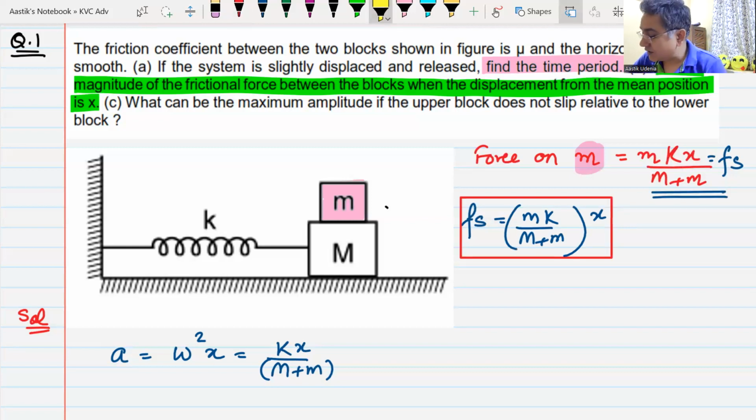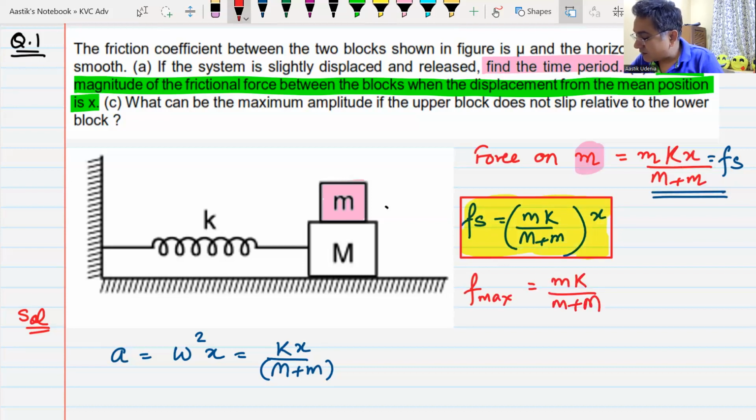Have we understood up till this point? Yes, sir. Now, you have to find out the maximum amplitude. Why do you have to find out the maximum amplitude? Where does this frictional force have to be maximum? Because it is directly proportional to x. So the maximum value of this frictional force, F max, will be equal to m k upon m plus capital M multiplied by a, when the block is in its maximum position, amplitude. Yes or no?